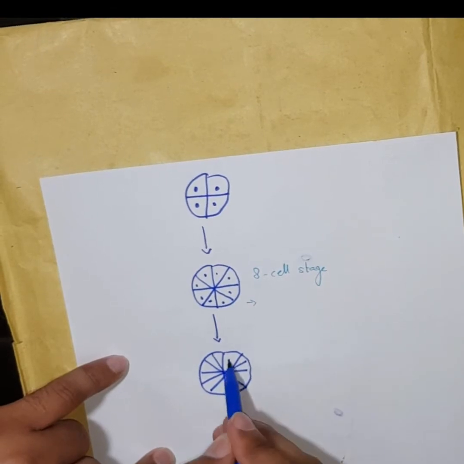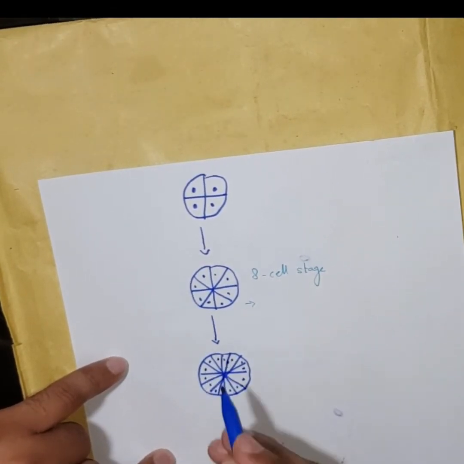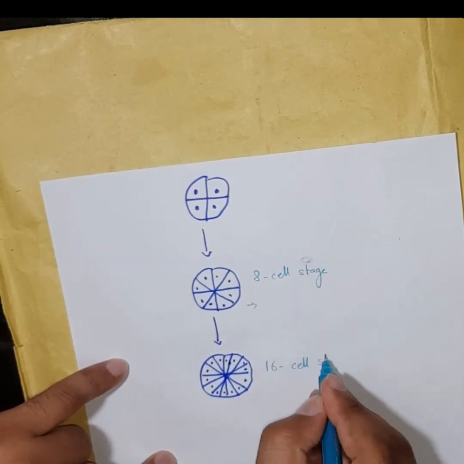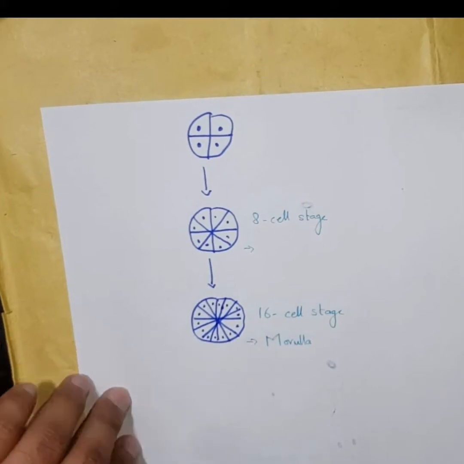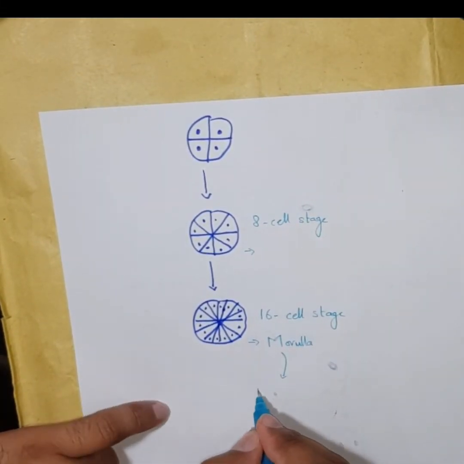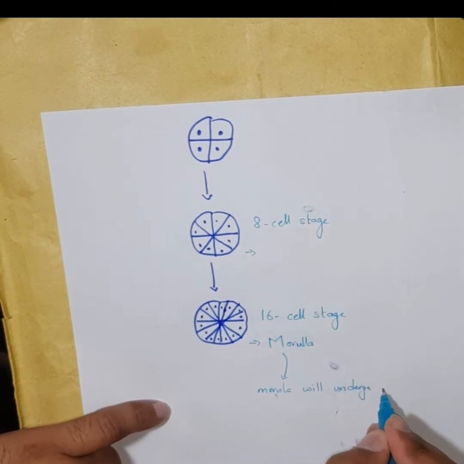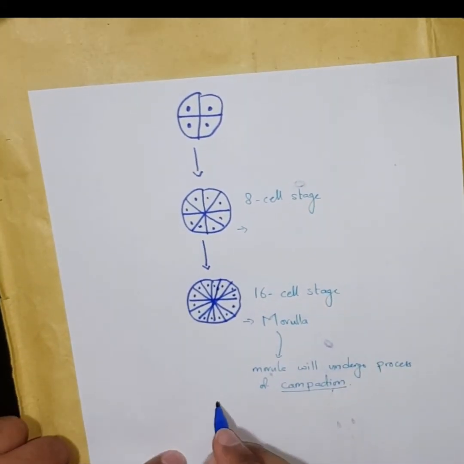When the 8-cell structure is divided further, it changes into a 16-cell stage, and now this cellular structure is known as a morula. This 16-cell stage will undergo another process called compaction while it is in the same morula stage.